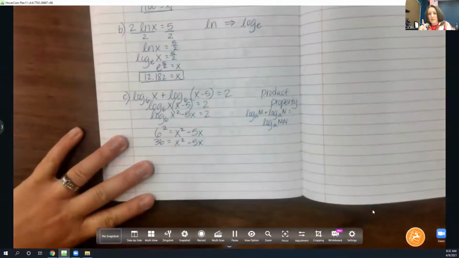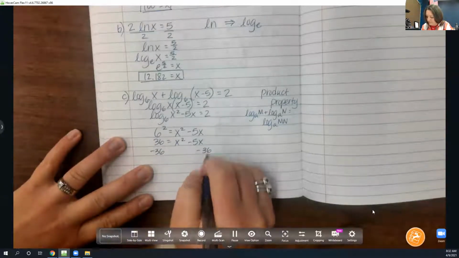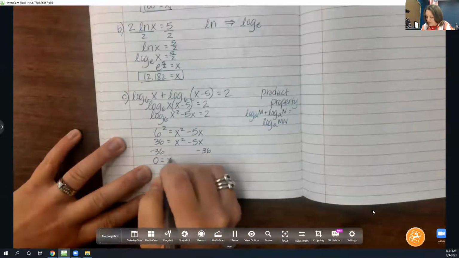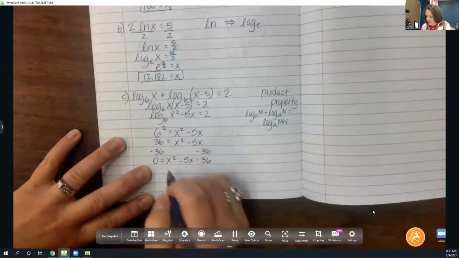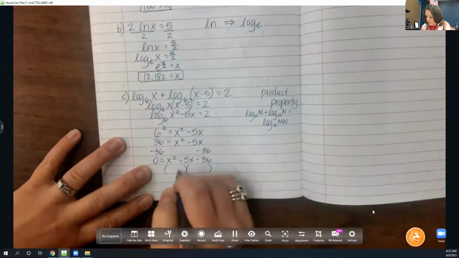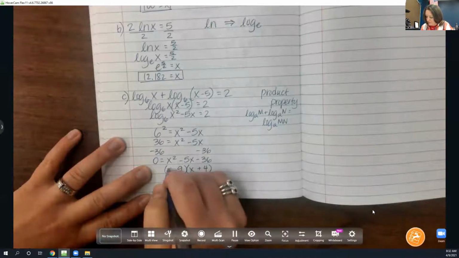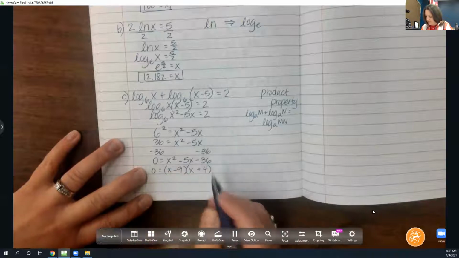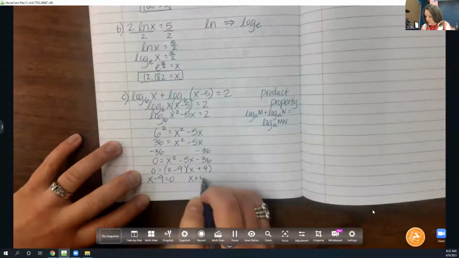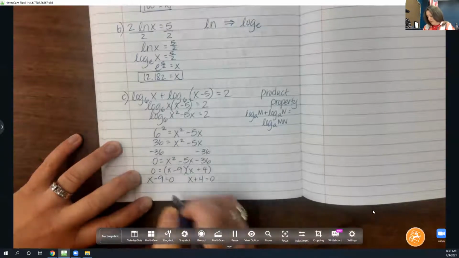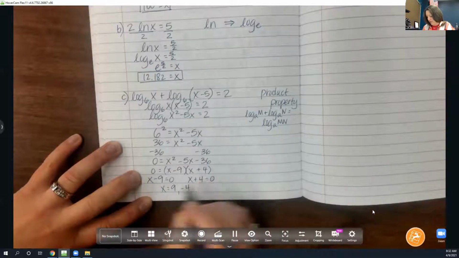Oh, when we have an x squared and an x, we get everything on one side and we factor, right? Remember that? 0 equals x squared minus 5x minus 36. Let's see what this can factor to. It looks like 9 and 4. This one's negative, this one's positive. So x minus 9 equals 0, x plus 4 equals 0. So my answers in this case are x equals 9 and negative 4.